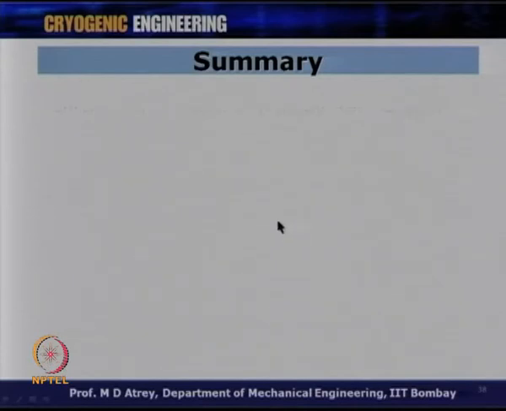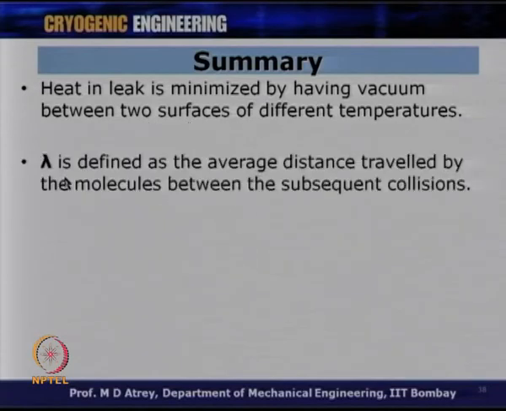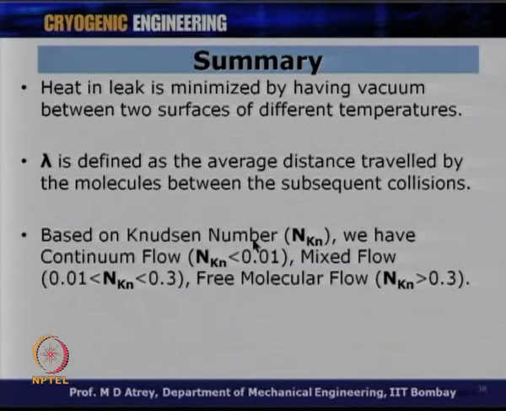Summarizing this lecture, heat in-leak is minimized by having vacuum between 2 surfaces of different temperatures. Lambda, which is nothing but the mean free path, is defined as the average distance travelled by the molecules between subsequent collisions. Based on the Knudsen number, which is lambda by d, we have continuum flow when the Knudsen number is less than 0.01, a mixed flow when the Knudsen number is between 0.01 and 0.3, and a free molecular flow when the Knudsen number is more than 0.2, as lambda is increasing from continuum flow to free molecular flow.